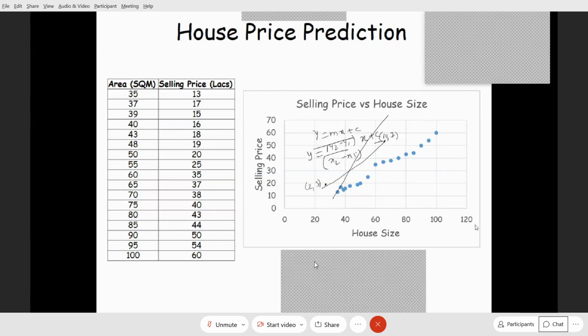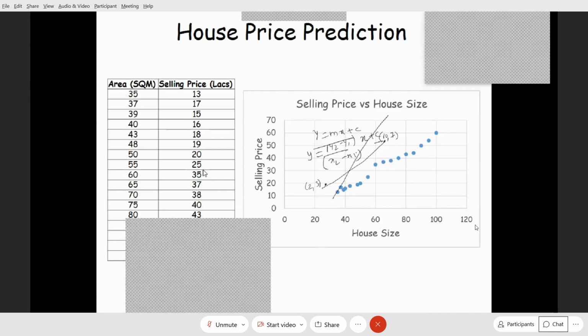Ma'am, all the other points are away from that line. Yes, absolutely, right. So this line passes through these 2 points, but it is quite away from the other points, right? And what is the requirement of a good solution? That is my first question, right? What are we looking for? We are looking for a generic model. So these are our specific instances, and we are looking for a generic line which is closer to all of them.